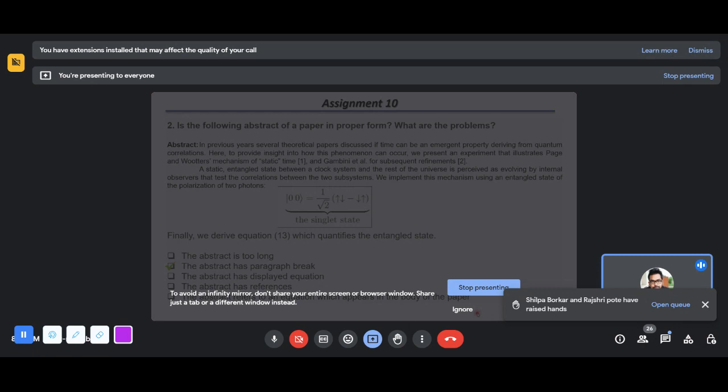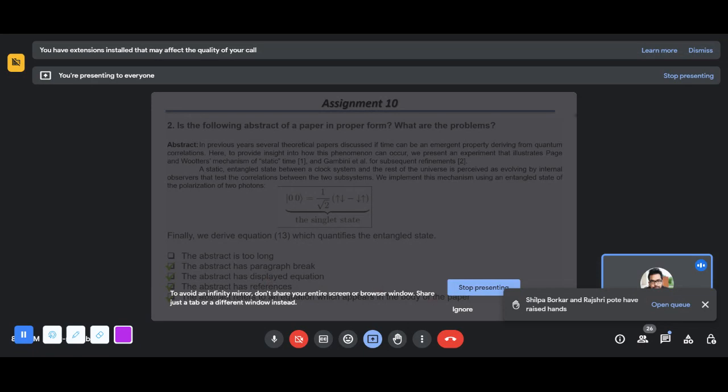The abstract has a paragraph break. The second one is the abstract has displayed equations. The third one is the abstract has references, and lastly the abstract refers to an equation which also appears. So the first one is not actually a problem, the abstract is too long. That is not a problem, but the others are actually the problems.